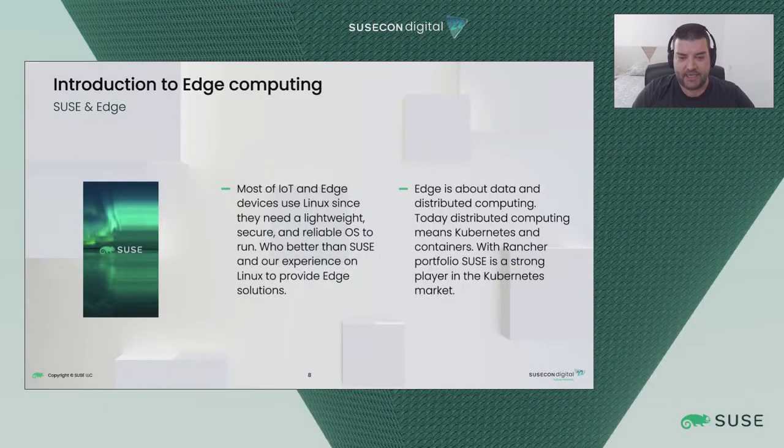And in such a landscape, why is SUSE important? Well, most of these IoT and edge devices use Linux. They need a lightweight, secure, and reliable OS to run. And who better than SUSE and our experience to provide a Linux solution for Edge? But also, as we were saying at the beginning of the talk, when we talk about distributed computing, we talk about Kubernetes and containers. And we have Rancher in our SUSE family, and we can provide you with different solutions to manage containers and clusters at scale. So we really can help you here.